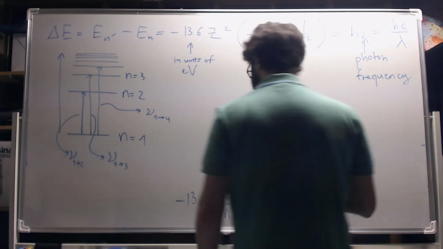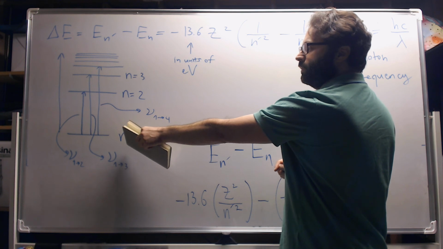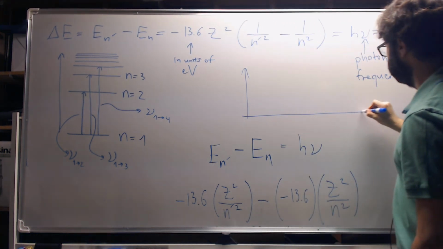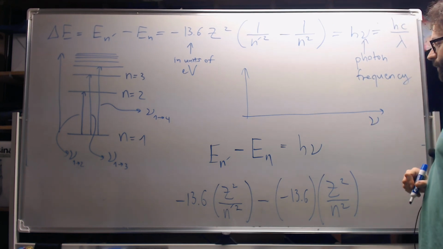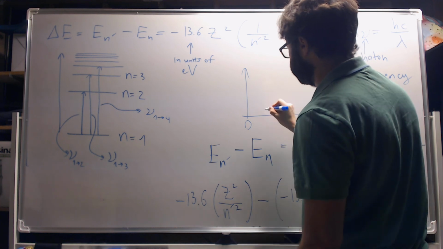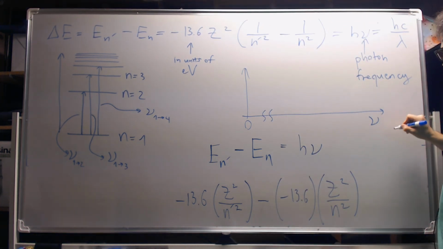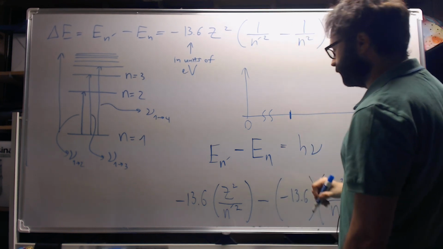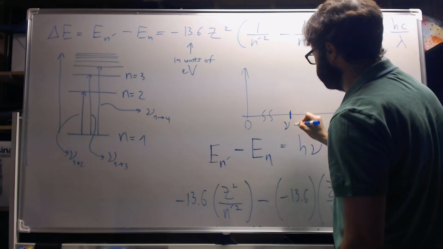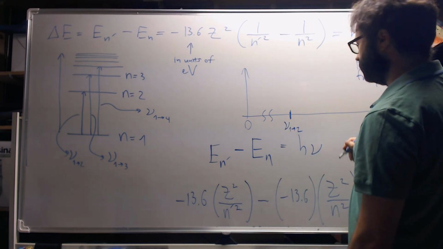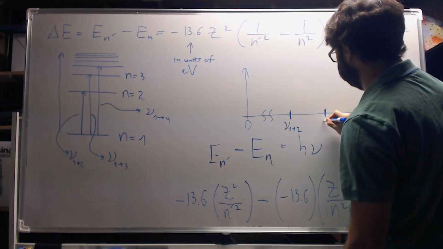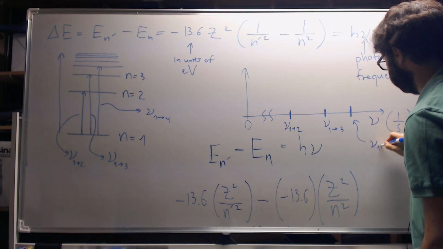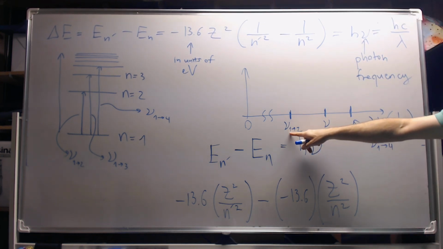And so, if we can assume that the atom is going to be found in the first energy level, we might draw an absorption spectrum where this is the frequency of light. This is some 0. Let's say this is a scale break, frequency in units of 1 per second. And somewhere here will be the first frequency that it will absorb, assuming it starts at n equals 1. This is nu 1,2. Somewhere here will be nu 1,3. Here, nu 1,4.